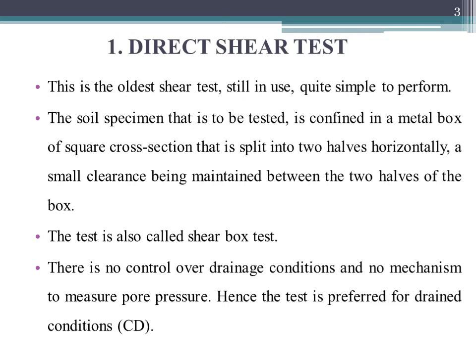The soil specimen that is to be tested is confined in a metal box of square cross section that is split into two halves horizontally, and a small clearance is maintained between the two halves of the box. The test is also called shear box test. There is no control over drainage conditions and no mechanism to measure pore pressure. Hence, the test is preferred for drained condition.